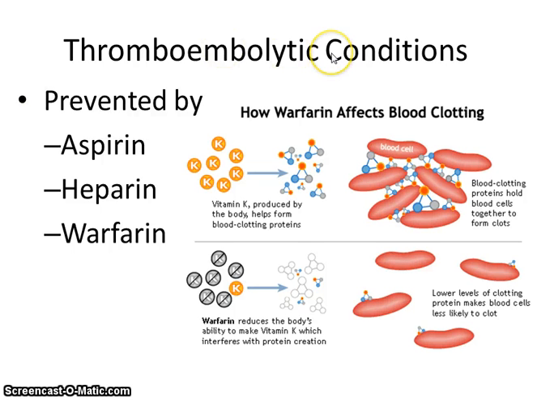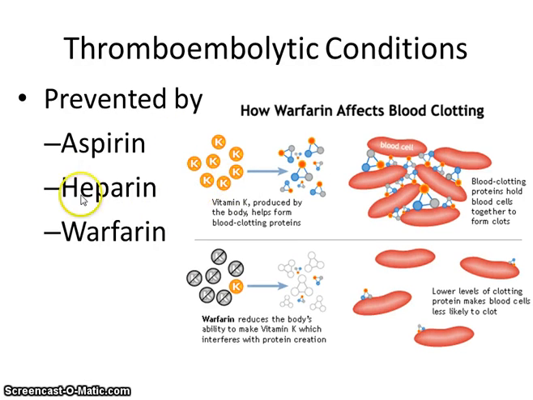So people at risk will take different medications. So like warfarin, that example is shown here, where it doesn't allow you to make vitamin K, so you don't make as many clotting factors. Aspirin reduces the ability to spasm your blood vessel, as well as decreasing platelet plug formation. And heparin stops thrombin, so it stops the fibrinogen converting to the fibrin.